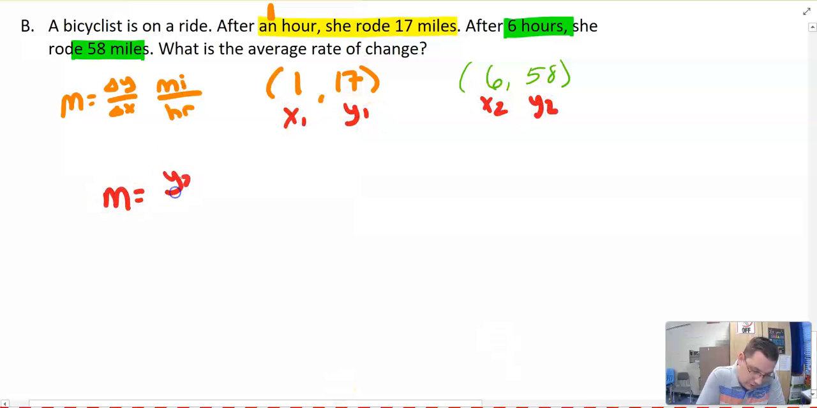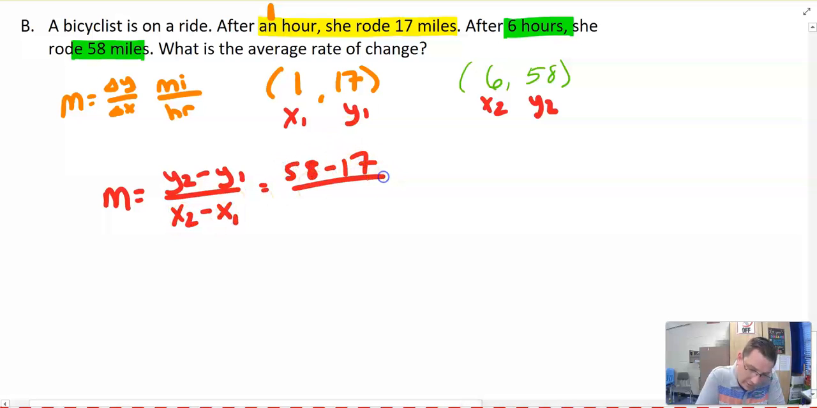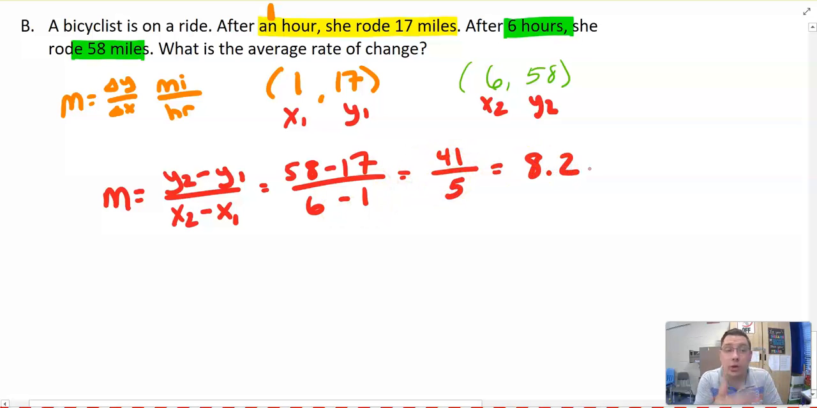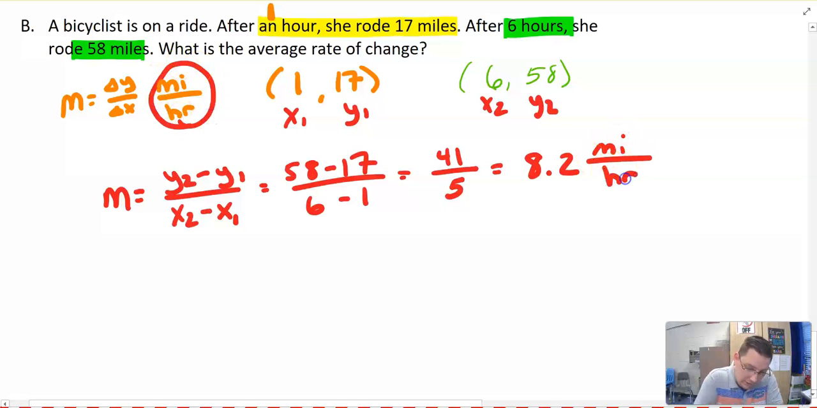And so x sub 1, y sub 1, x sub 2, y sub 2. m is equal to y sub 2 minus y sub 1 over x sub 2 minus x sub 1. And so y sub 2 is 58 minus the 17, over 6 minus 1. So 58 minus 17 is 41. 6 minus 1 is 5. And so this will divide out to 8.2. 8.2 what? Our units were in what? Miles per hour.